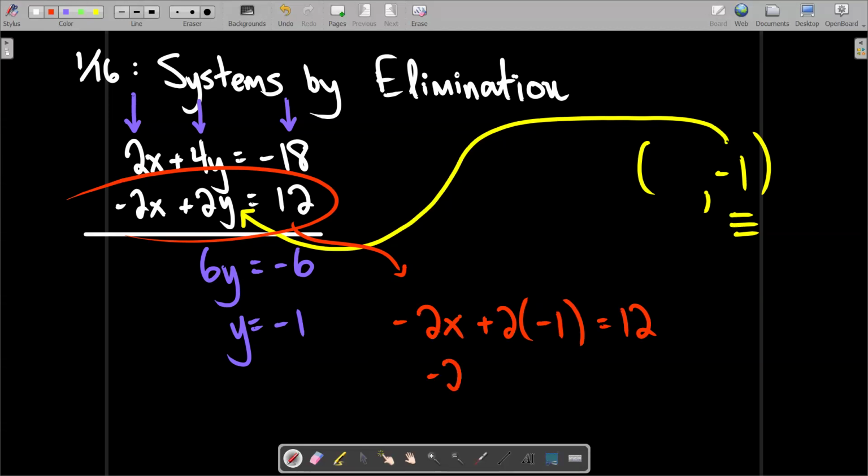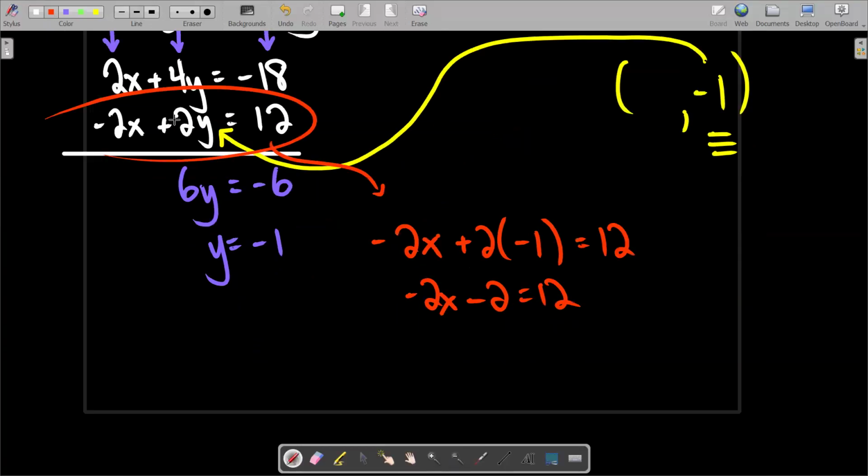So we're going to get negative 2x. We're going to multiply those two numbers together to get minus 2 equals 12. And then we're going to add 2 to both sides, get negative 2x equals 14. And then we're going to get x equals negative 7. And we are done.